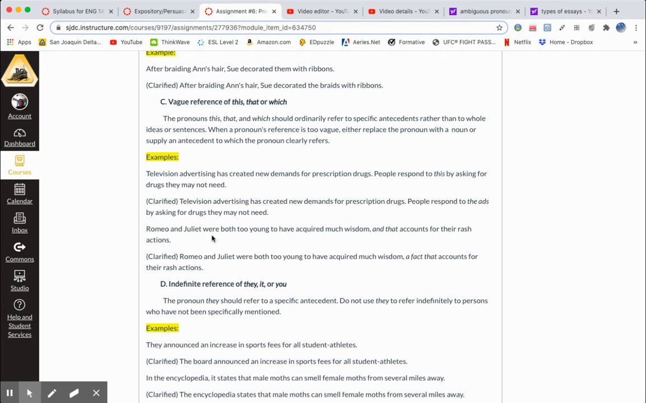Here's another example, and I think this is a little clearer. Romeo and Juliet were both too young to have acquired much wisdom, and that accounts for their rash actions. Well, it's a little unclear what that is. Their rash actions are accounted for by that. Well, what is that? We can clear that up. Romeo and Juliet were both too young to have acquired much wisdom, a fact that accounts for their rash actions. What's caused their rash actions? The fact that they were too young to have acquired much wisdom.